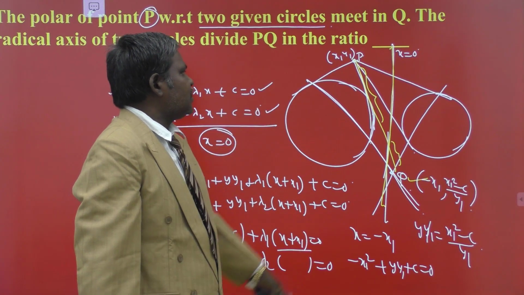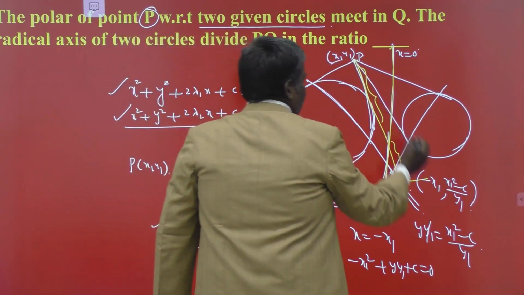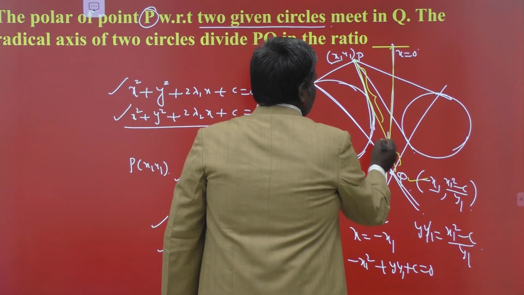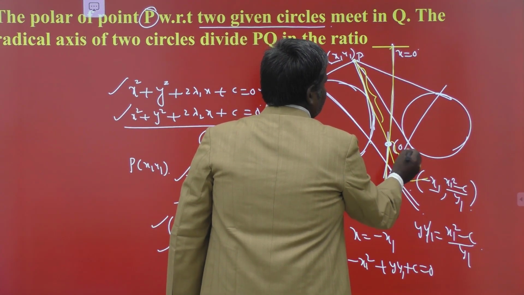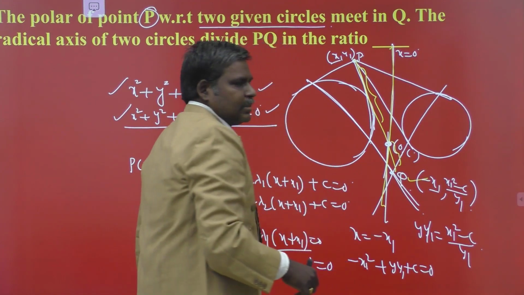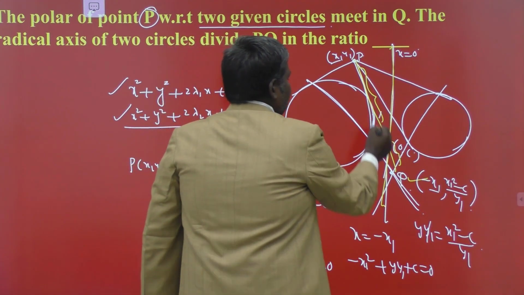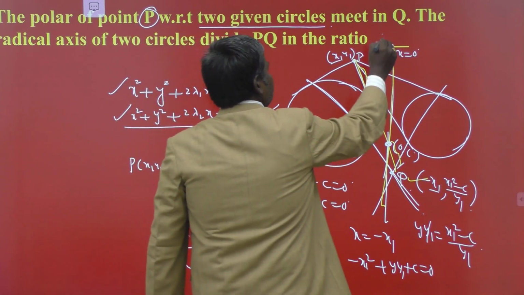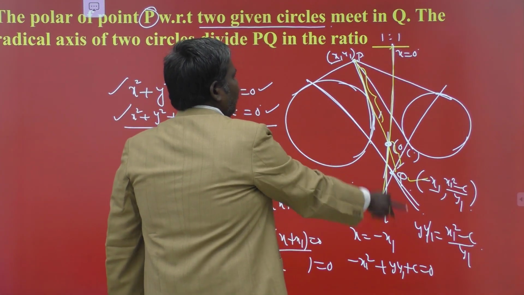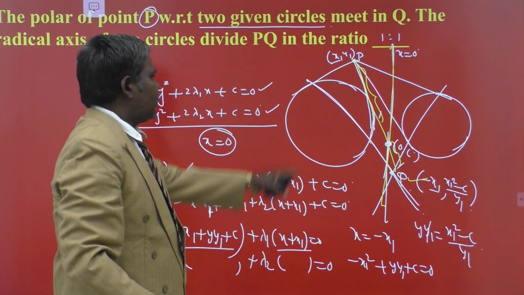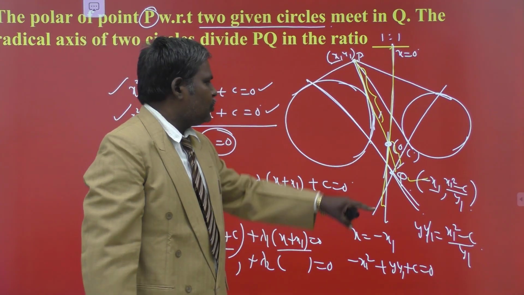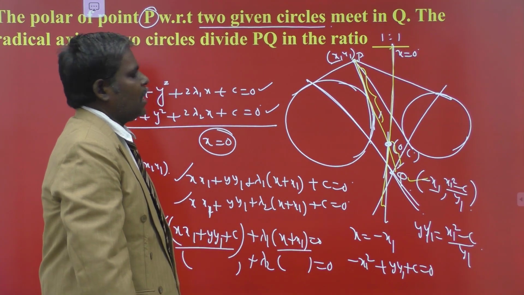Now clearly the midpoint of (x1, y1) and (minus x1, (x1 square minus c) by y1) lies on x equal to 0 or not? What is x1 plus minus x1? 0. So the point of intersection is here itself, that is 0 comma something, it lies on the radical axis. So the radical axis divides PQ in the ratio what? The ratio is 1:1. The midpoint is 0 comma something, which lies on x equal to 0. So the ratio is 1:1.